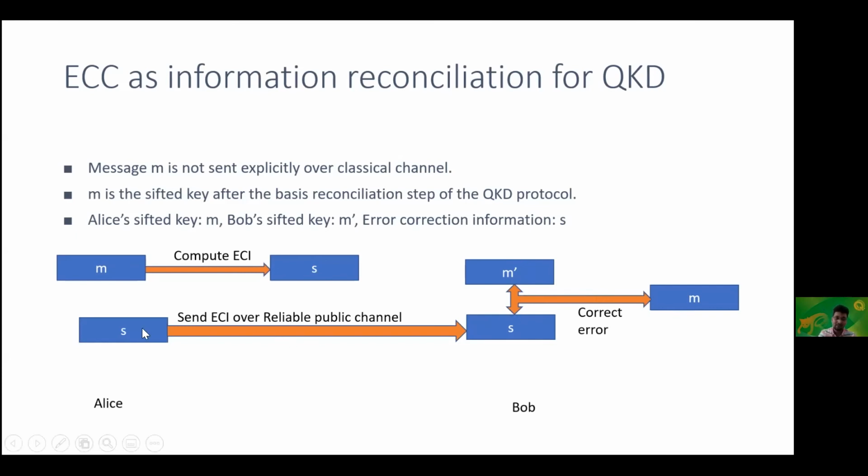And here you are only sending a syndrome, which is a very small number. So if you have a 1000-bit message, your syndrome would be, say, 15 bits. So you are not exposing a lot. You are only exposing 15 bits worth of information.